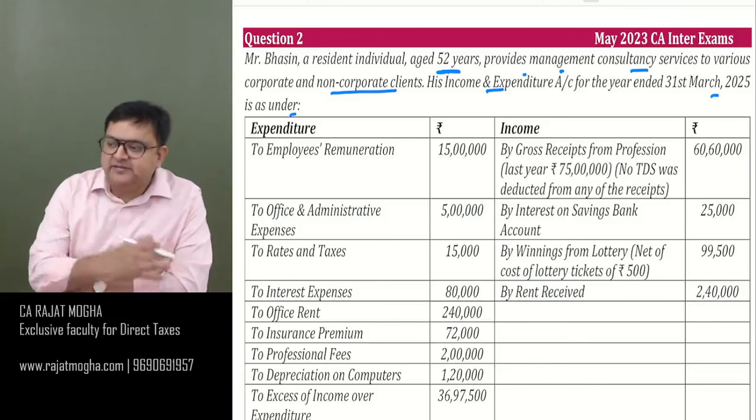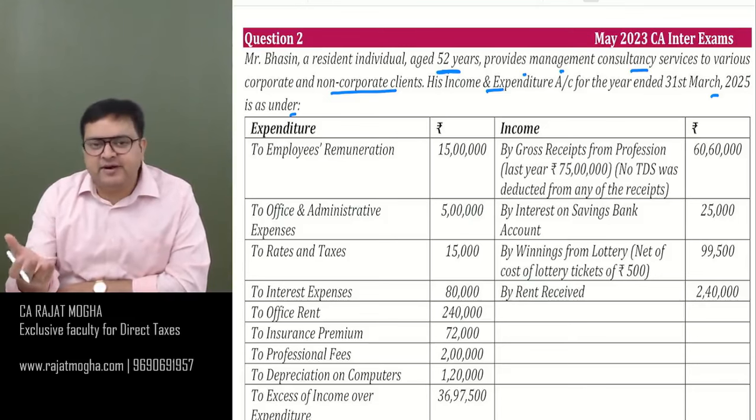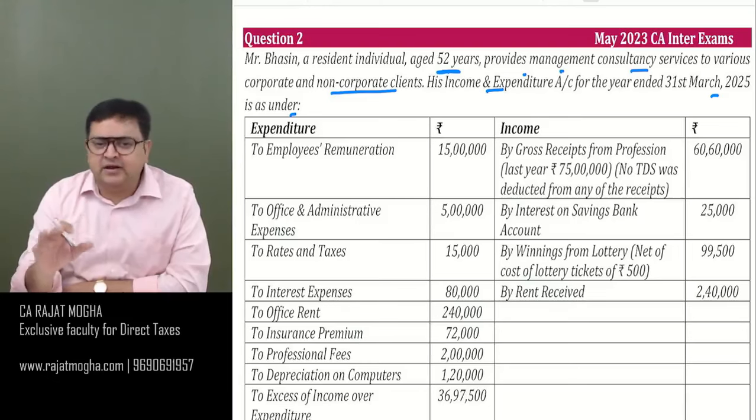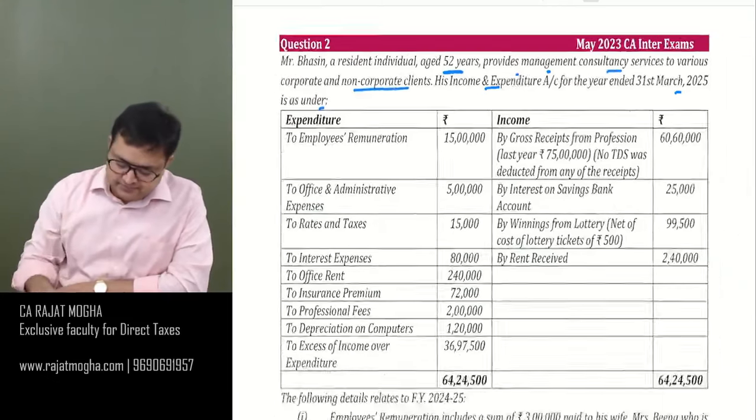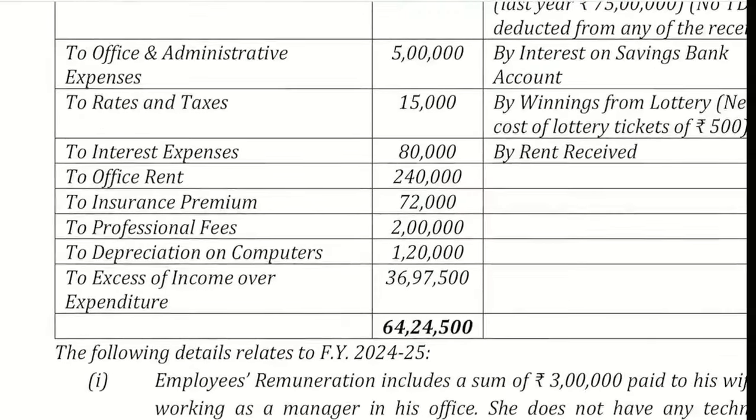His income and expenditure account and P&L account are the same thing, right? Receipts and payment account is a little bit different. So probably tomorrow I'll be taking a question on receipts and payment account also. But P&L account and income and expenditure account are the same. If you look at it, the excess of income over expenditure is nothing but net profit. So this should be our base to start the PGBP.